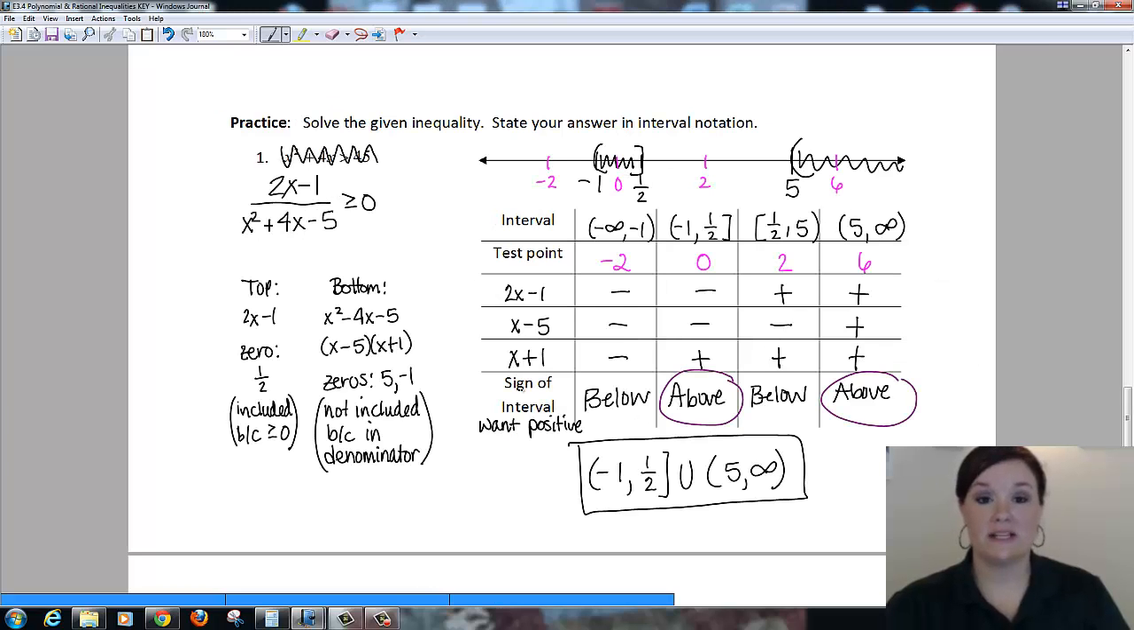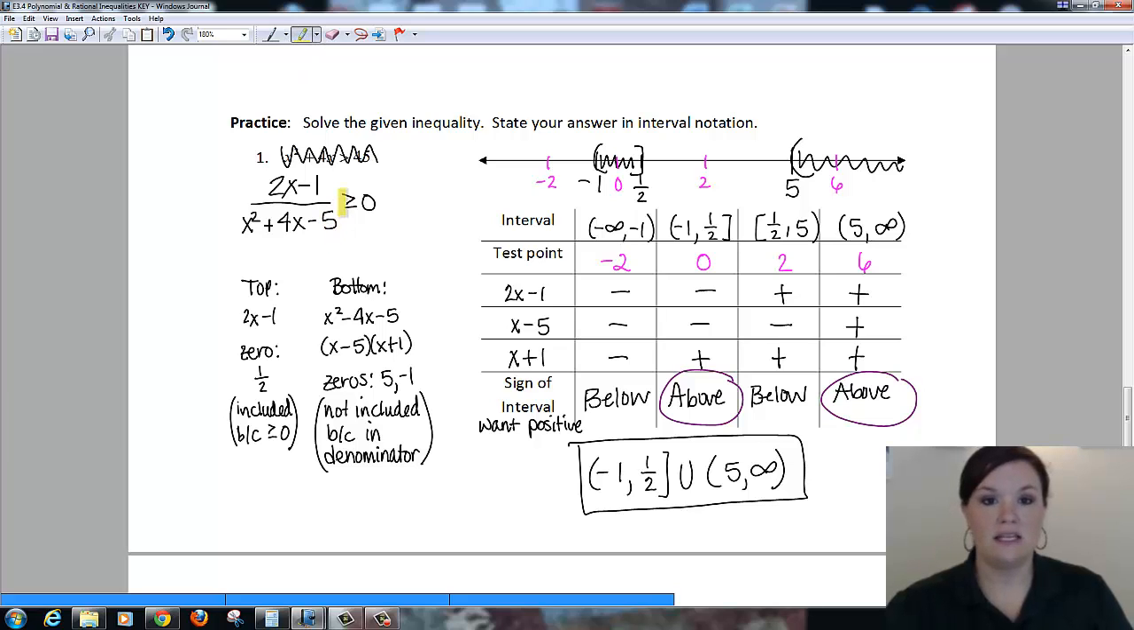Okay, so on the first practice problem, we find our zeros from the top, which we just get 1/2, and it's included because it's greater than or equal to 0. So next to the 1/2, I'm going to use a bracket. The zeros from the bottom, once we get it factored, should be 5 and -1. They both came from the bottom, which means they both have to use parentheses. So anywhere I see a -1 or a 5, I'm using parentheses. Anywhere I see a 1/2, I'm using the bracket.